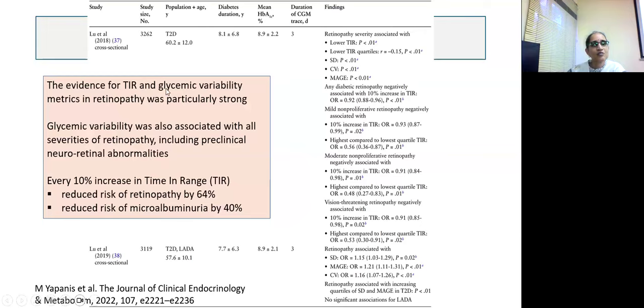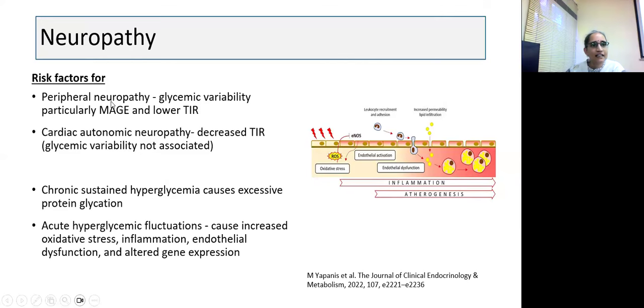Also, retinopathy was significantly associated with glycemic variability metrics. It was associated with all the severities of retinopathy, including preclinical neuroretinal abnormalities. And every 10% increase in time in range reduced the risk of retinopathy by 64%. This is much more than the change shown by HbA1c in the earlier DCCT studies. Again, neuropathy was also associated with glycemic variability, especially with lower time in range and the mean amplitude of glucose excursions. Cardiac autonomic neuropathy was only associated with time in range.